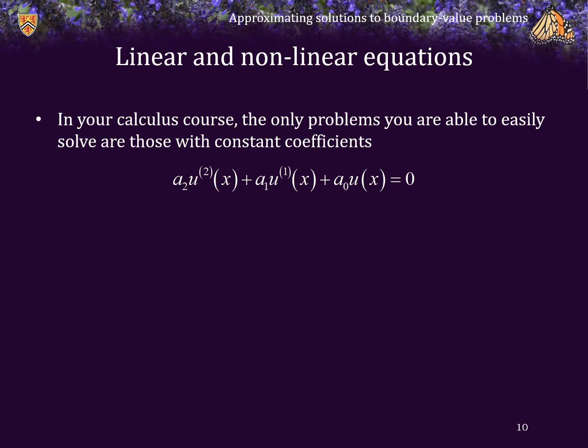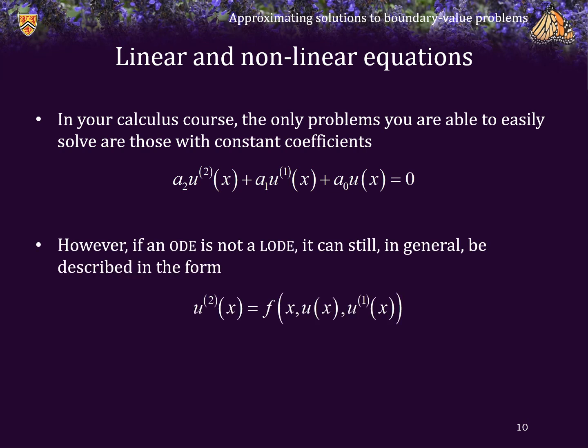Now, recall in calculus, the only problems you are able to easily solve are those with constant coefficients. So here we have a linear homogeneous ODE with constant coefficients. We would find the corresponding characteristic polynomial, and the roots of that polynomial would provide us with the exponents of the exponential function, which would then provide us with a solution. Consequently, if the roots are complex and not real, then we also will introduce sinusoidal behavior in the solution. This is, of course, due to Euler's identity.